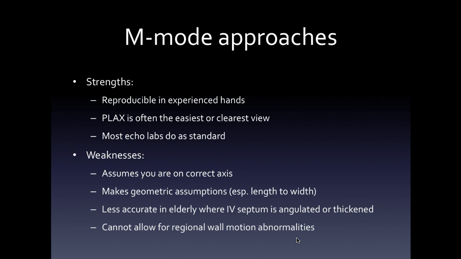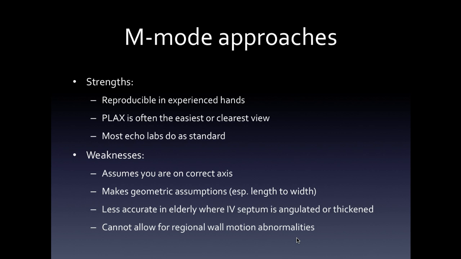And there are other things that cause problems. Older people often have septal thickening. So we talk about sigmoid interventricular septum being a normal finding in the elderly. And in a lot of elderly patients, this won't be as accurate because you'll be starting off with altered thickness of the septum. And of course, as I said, it doesn't allow for regional wall motion abnormalities.